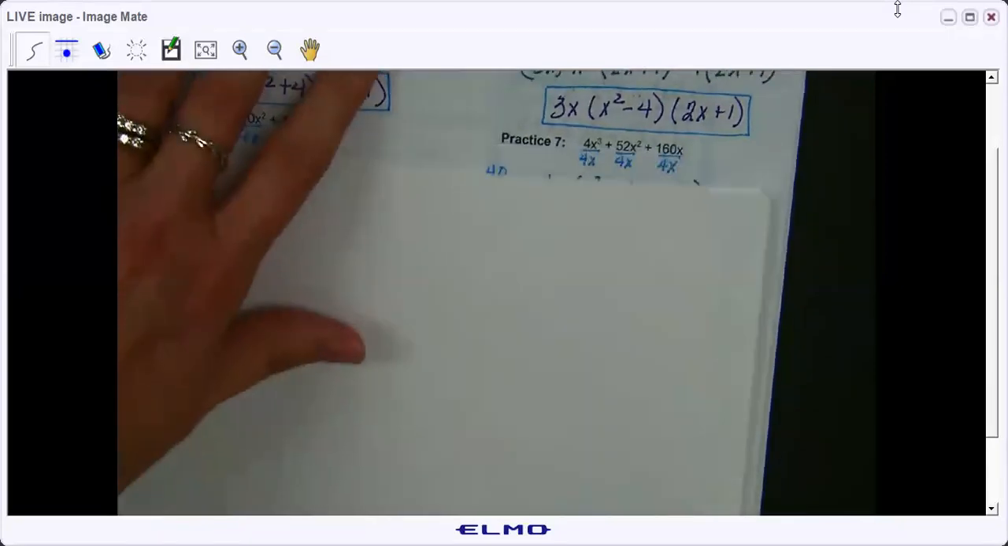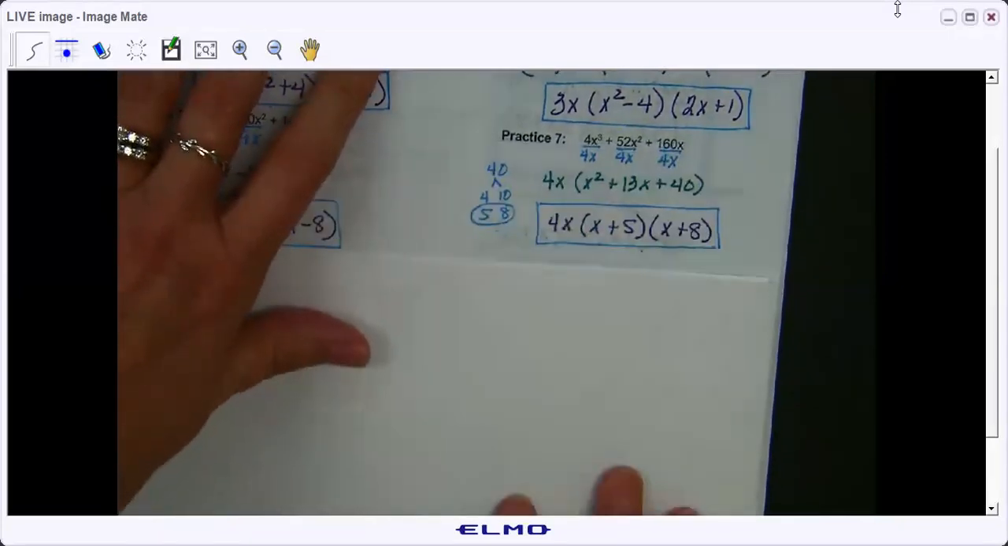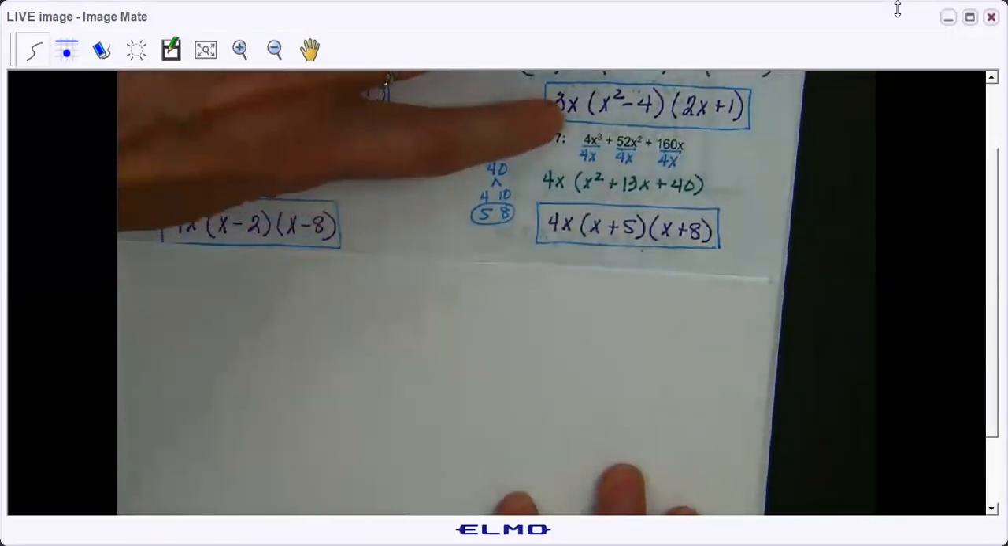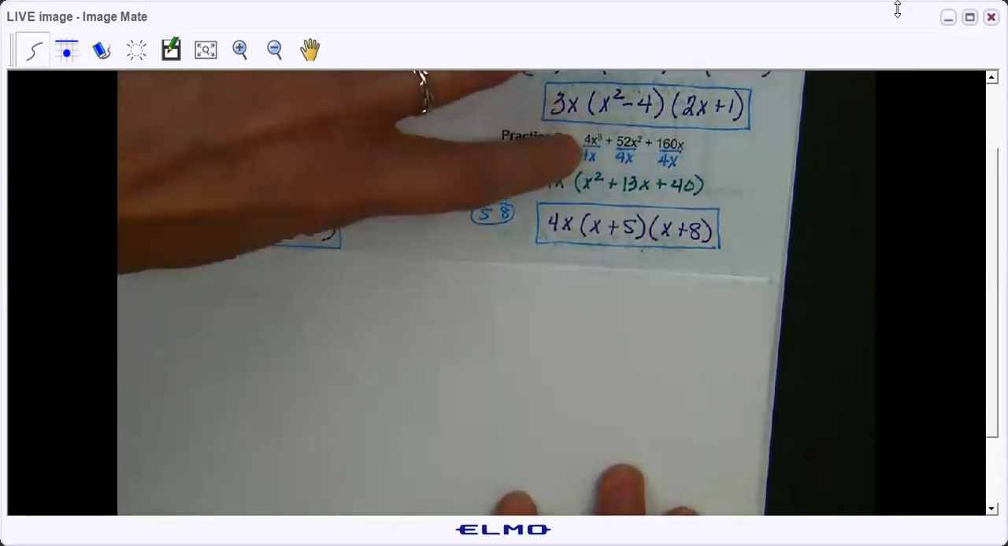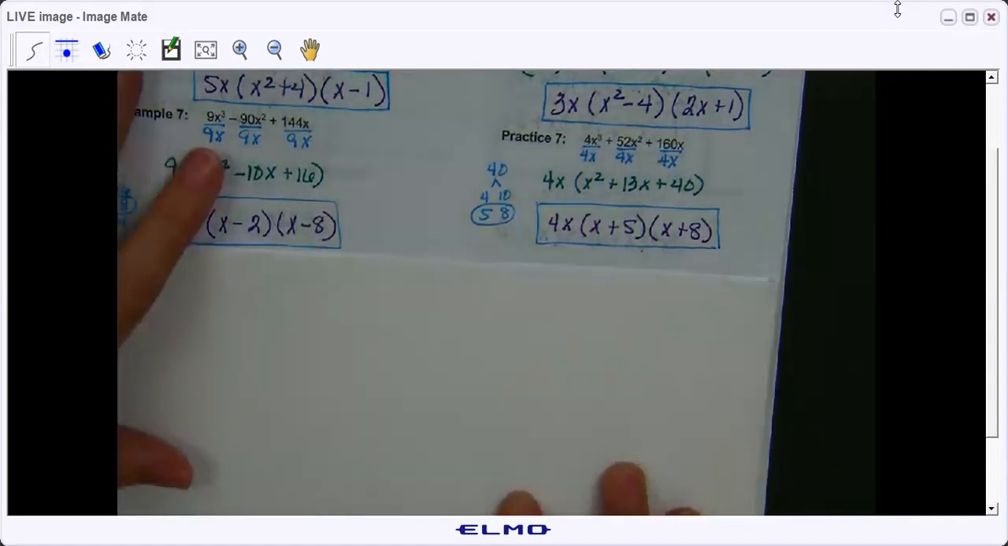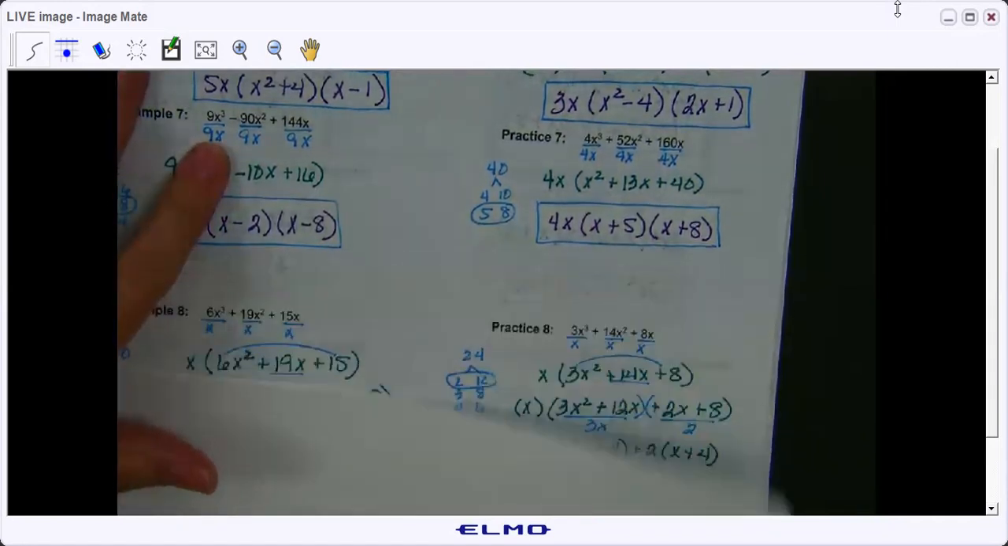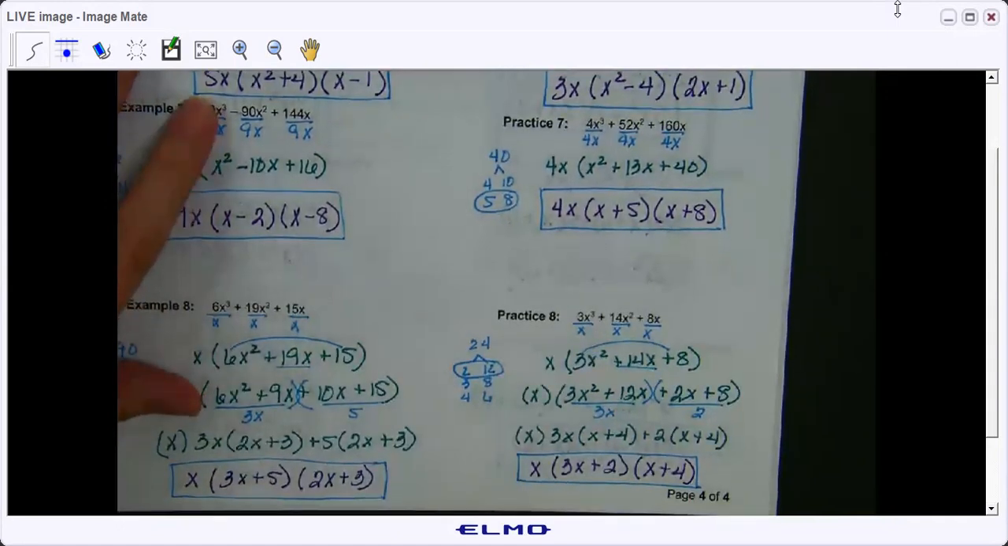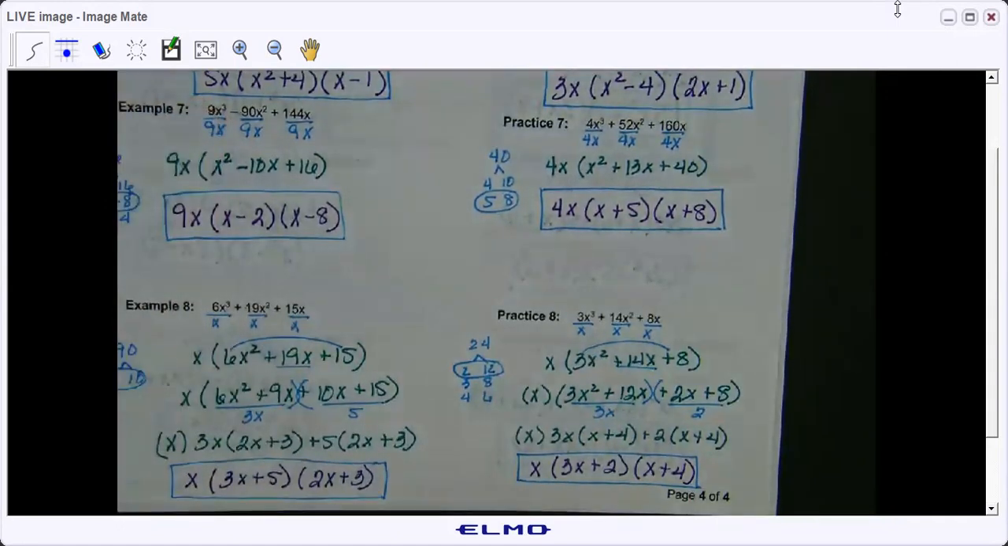Okay, so here's practice 6. We factored out a 4x, leaving us with a trinomial that had a beginning coefficient of 1. So that factoring was a little bit simpler. And then we have practice 8. We could only factor out an x. And then we had to factor out the trinomial beginning with 3x squared. And those are the answers we get.